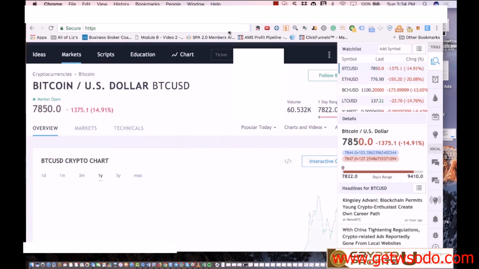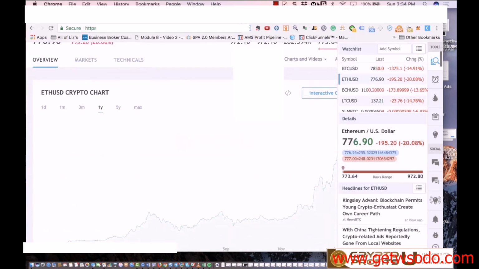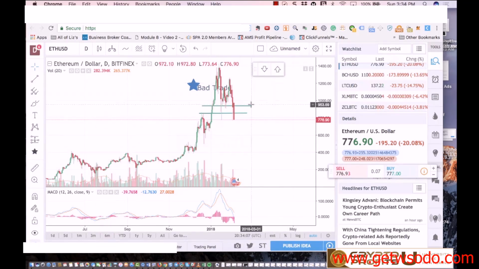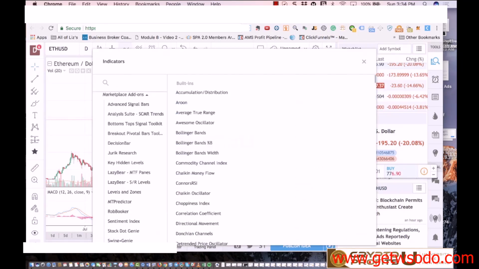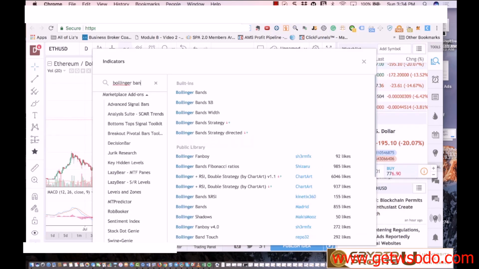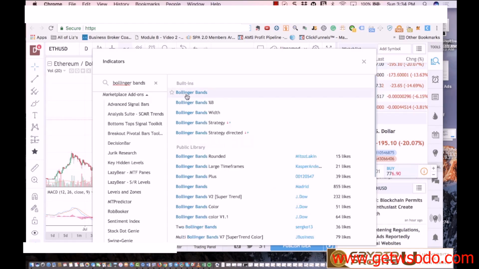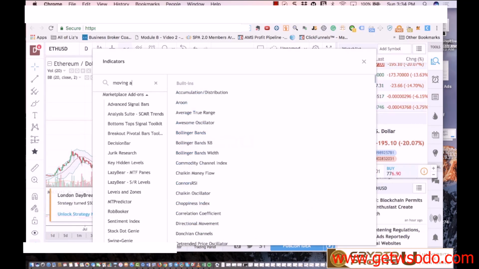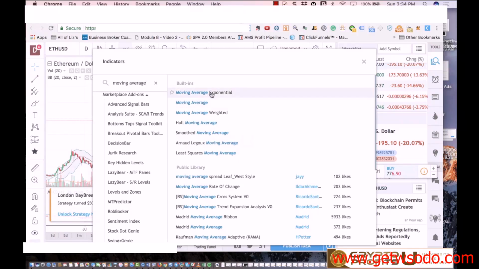So we're on Bitcoin right here. Or I'm sorry, we're on Ethereum over here. What we would do to add it is go here and just look up Bollinger Bands, and let's put the Bollinger Band in there. You can also tell it how wide you want them. Then we're also going to pick a moving average. You can do the exponential, the simple moving average, or the weighted moving average. We'll just do the exponential.